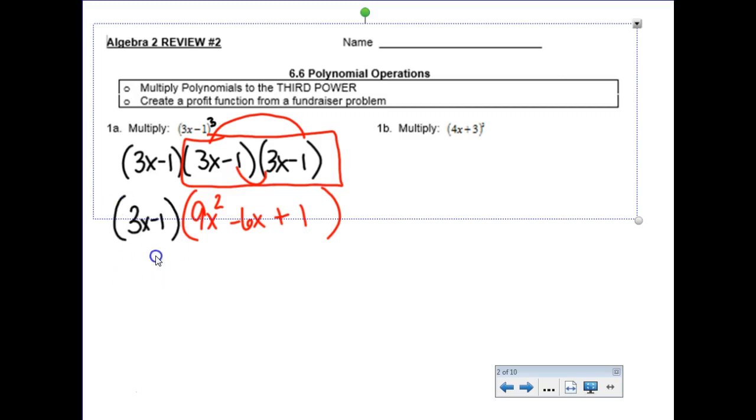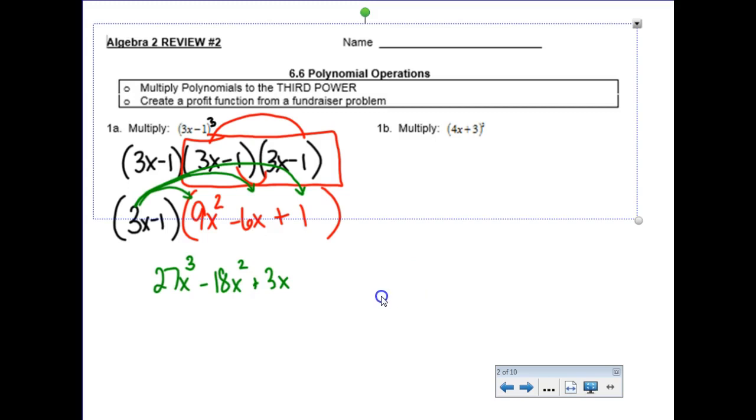Because now we have a binomial times a trinomial. So you have to keep distributing. Start with the 3x and distribute it to everybody in that trinomial. And this is similar to a question you guys saw in the last summative. 27x to the third, good. Minus, let's see, is that 18x squared? Plus 3x.